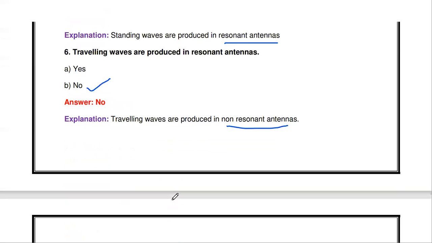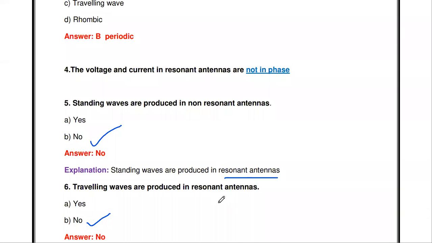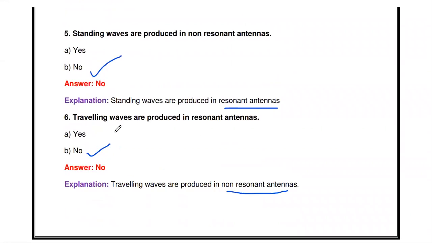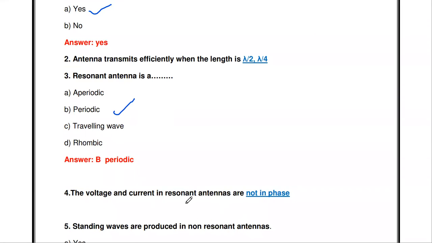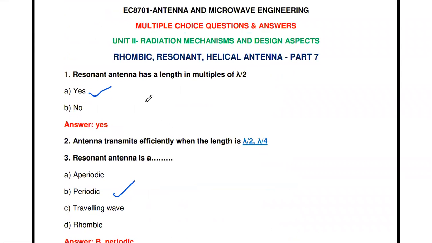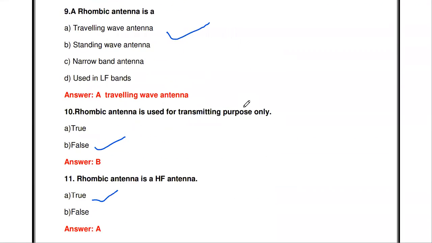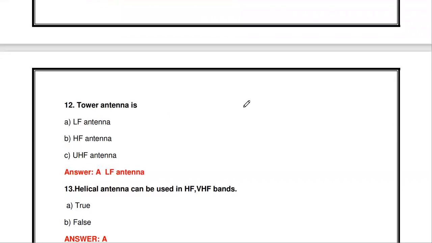And in resonant antenna, what are all the things? In resonant antenna, standing waves are produced. In non-resonant antenna, the traveling waves are produced. And in a resonant antenna the voltage and current are not in phase. The resonant antenna is said to be the periodic antenna, and this resonant antenna has a length that is a multiple of lambda by 2. These are some of the things about the resonant and rhombic antenna.